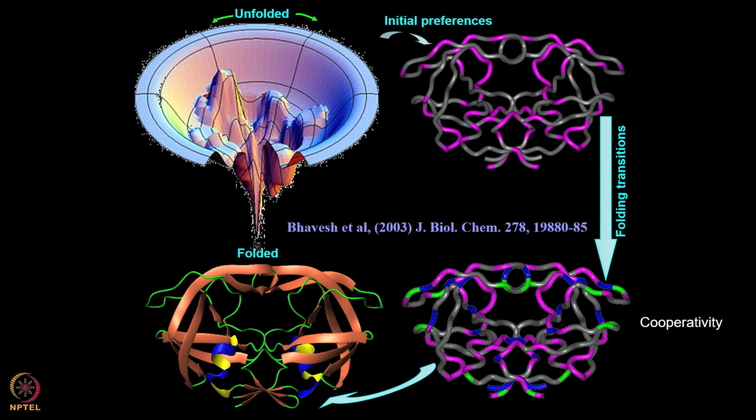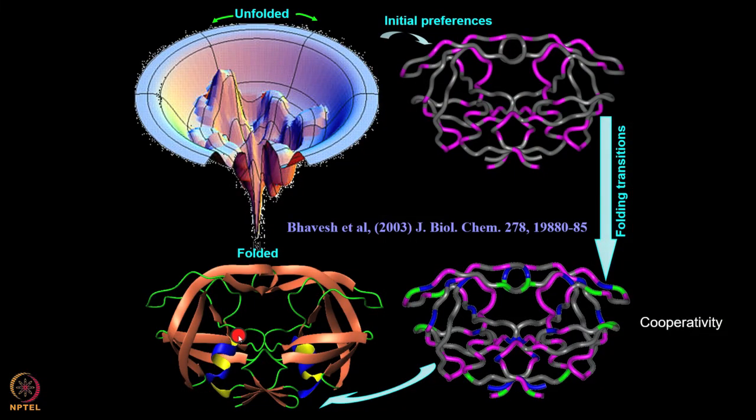I will also illustrate this to you later with another example, and this is how protein folding happens. You have initial preferences, and then you provide the folding conditions, there will be cooperativity in the folding transitions, and they will eventually find their way to the final folded structure. The final folded structure here has one helix and a whole series of beta sheets. There are two beta sheets here overlapped from the two monomers, and it forms a flap.